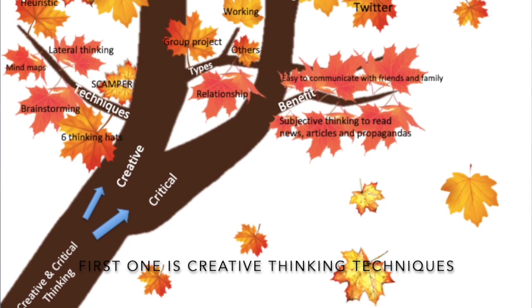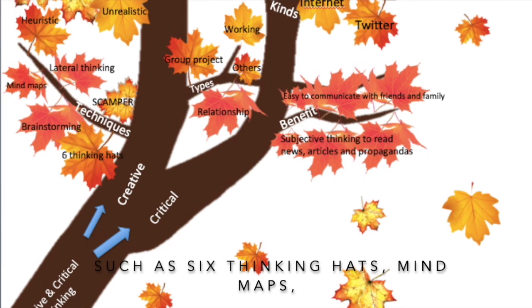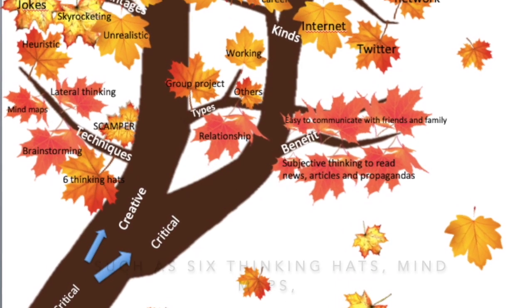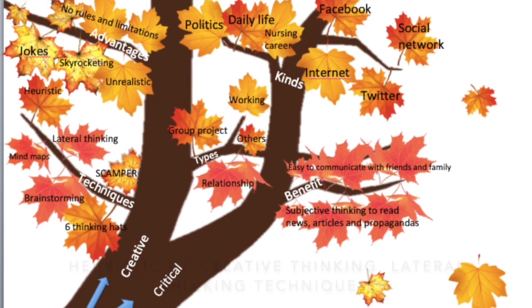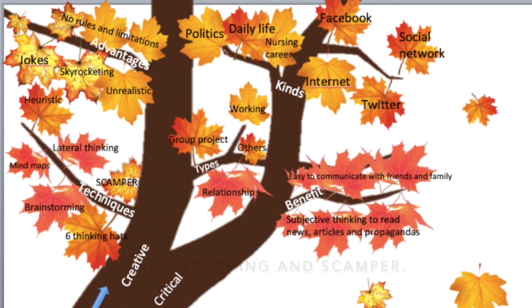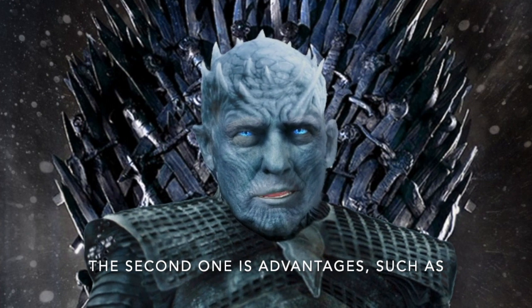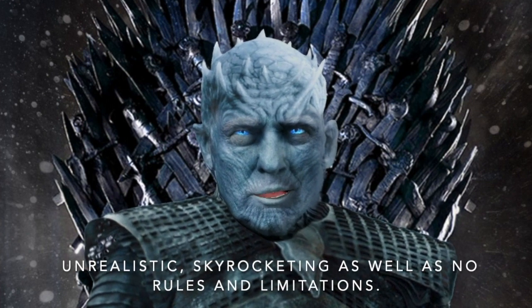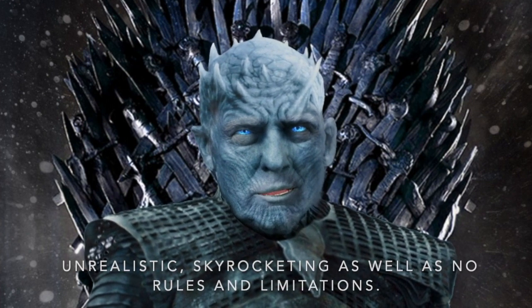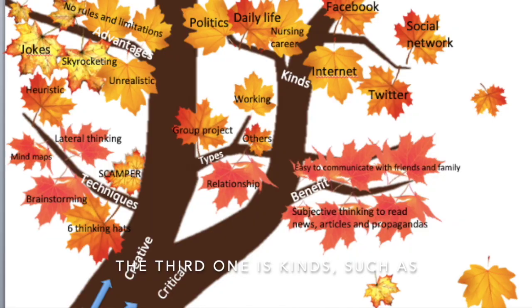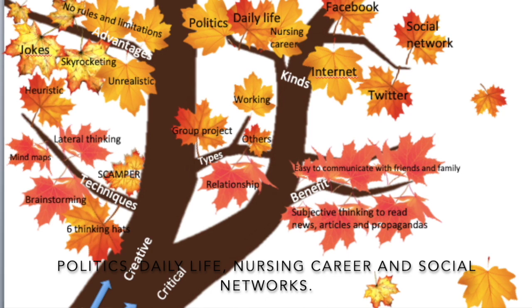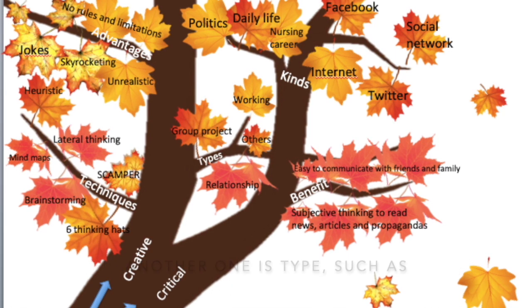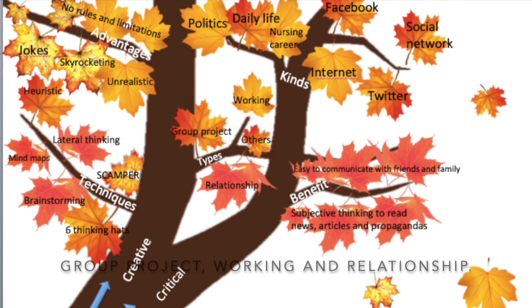First one is creative thinking techniques, such as 6 thinking hats, mind maps, heuristic of creative thinking, lateral thinking techniques, brainstorming and scamper. The second one is advantages, such as unrealistic, skyrocketing as well as no rules and limitations. The third one is kinds, such as politics, daily life, nursing career and social networks. Another one is type, such as group project, working in relationship.